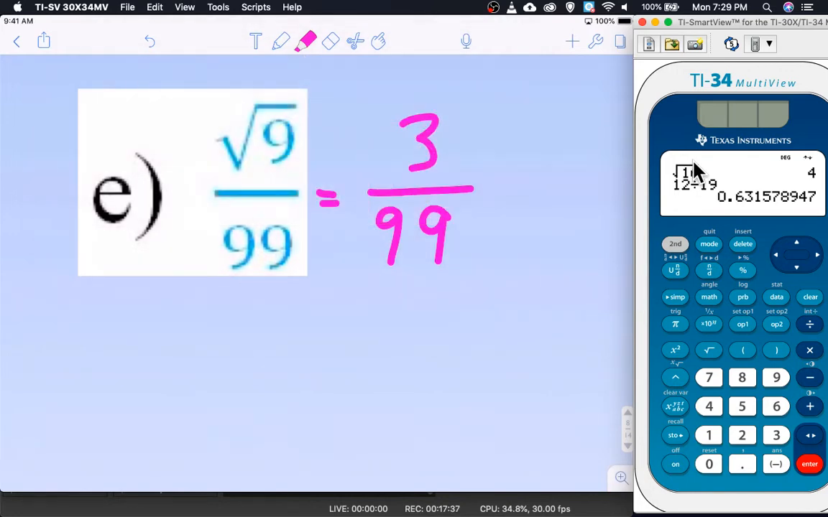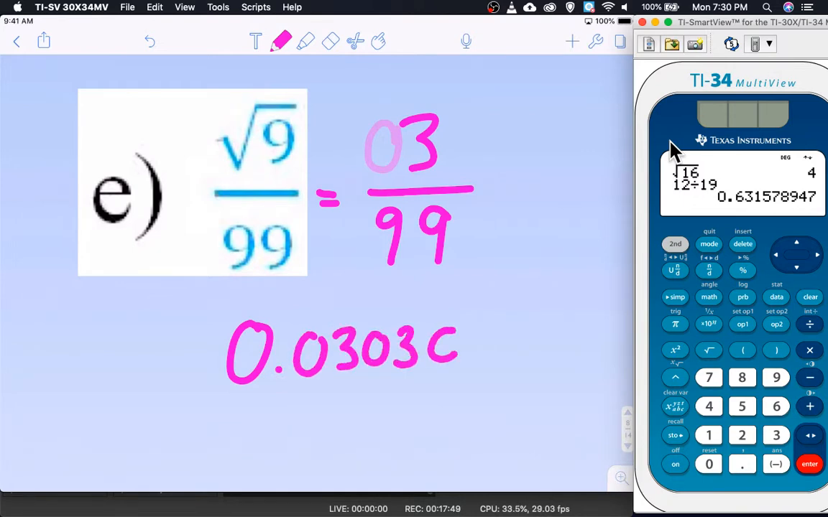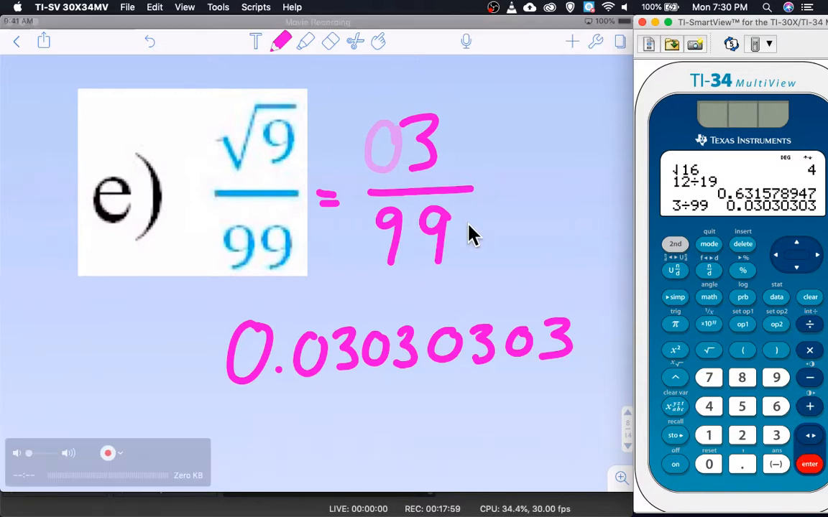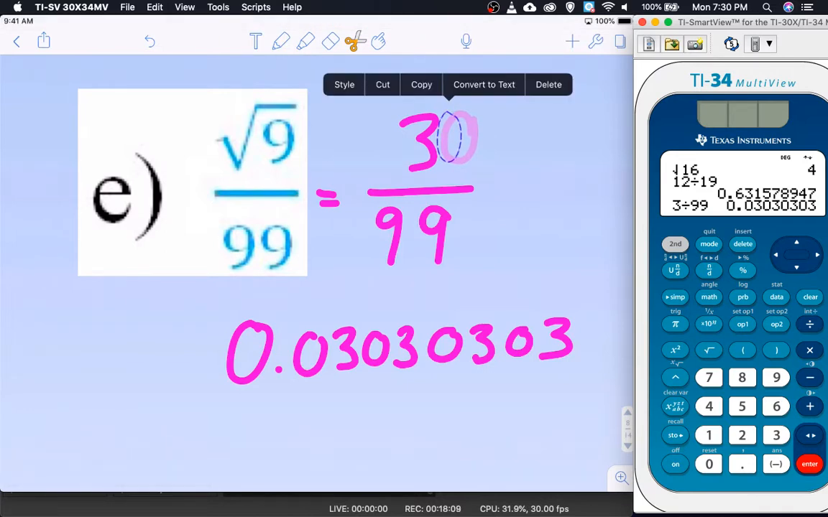Well, the number 3, if you write 3 as a 2-digit number, would be 03. This is going to be the decimal 0.03030303. 3 divided by 99 is 0.03030303. There are 2 digits being repeated, so I wrote 3 as a 2-digit number. Obviously, if we put this 0 on the other side, that's not the number 3 anymore. That's the number 30. That's why it has to be over here.